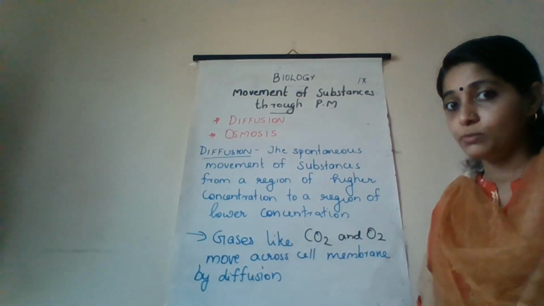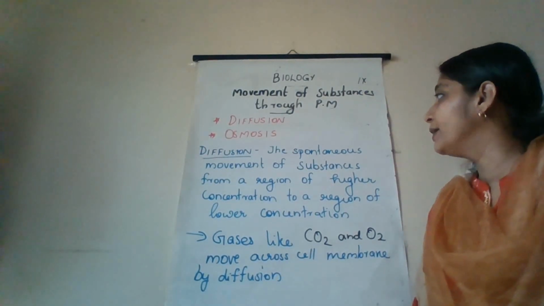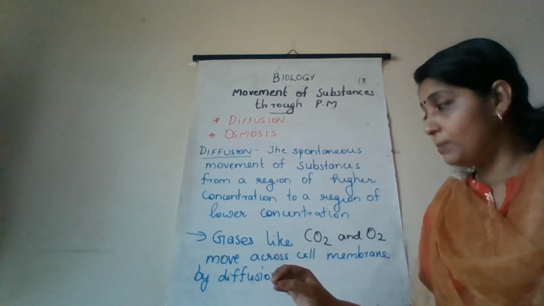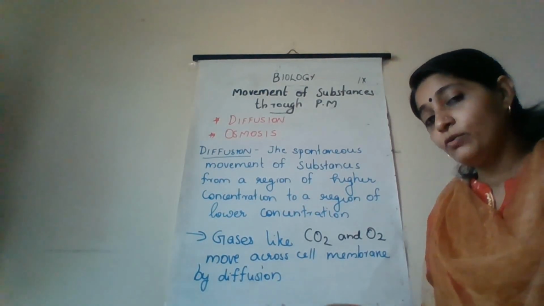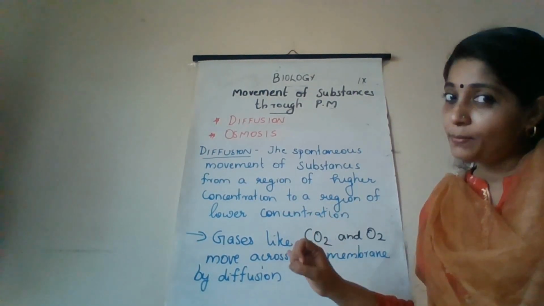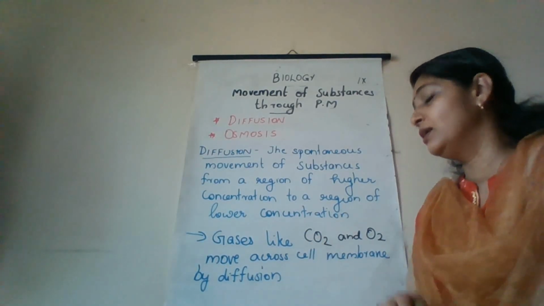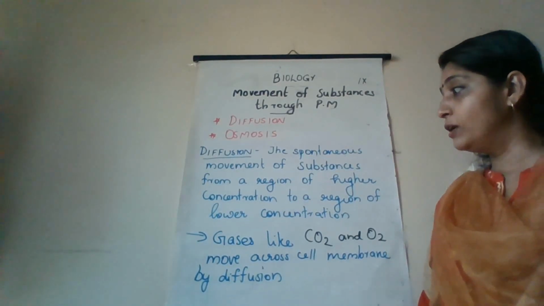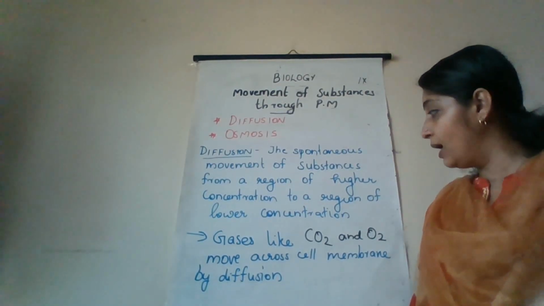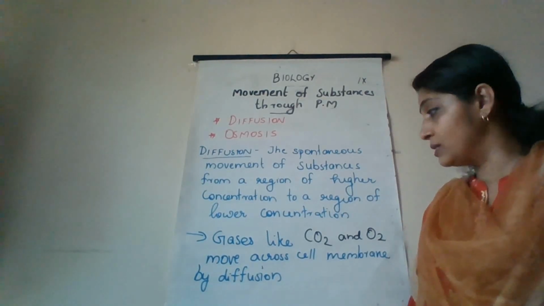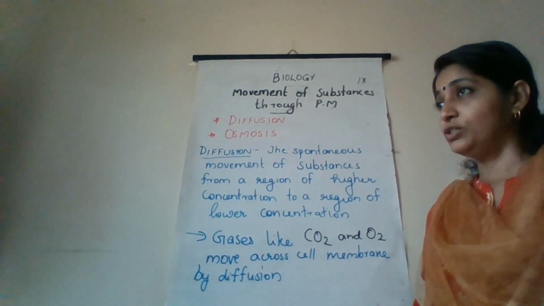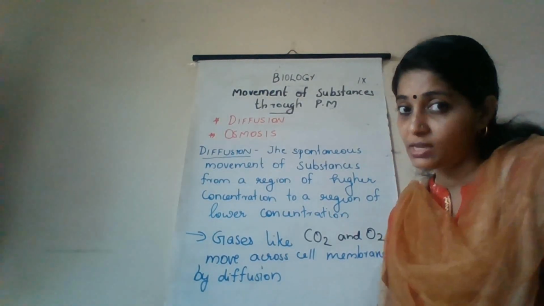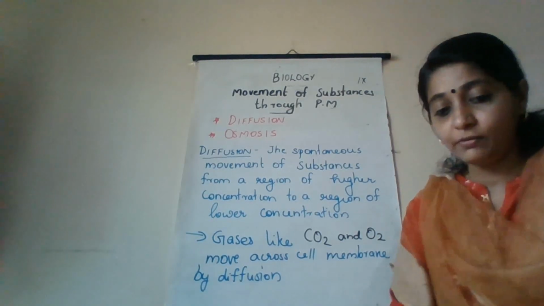So diffusion means the spontaneous movement of substances from a region of higher concentration to a region of lower concentration. When we consider the plasma membrane, or when we consider a cell, gases like carbon dioxide and oxygen move across the cell membrane by the process of diffusion. The gases will have a tendency to move from where the concentration is higher to the region where the concentration is low.